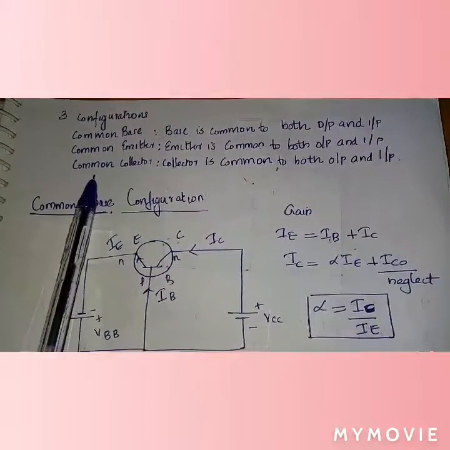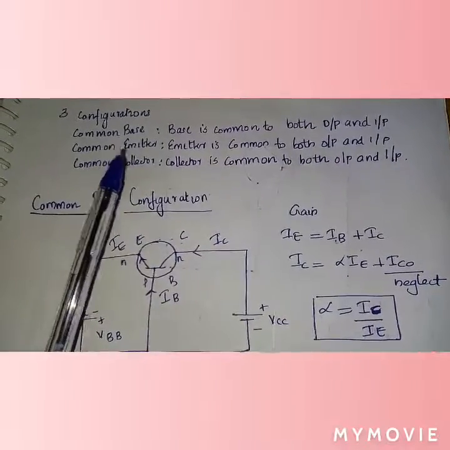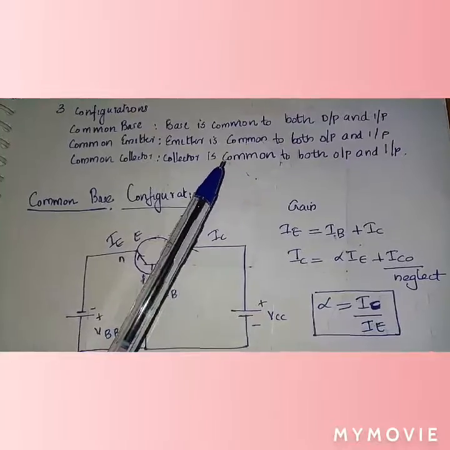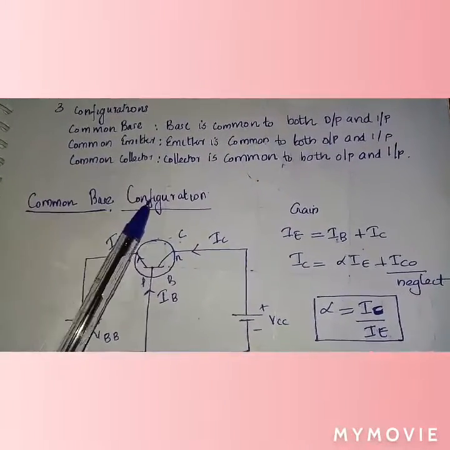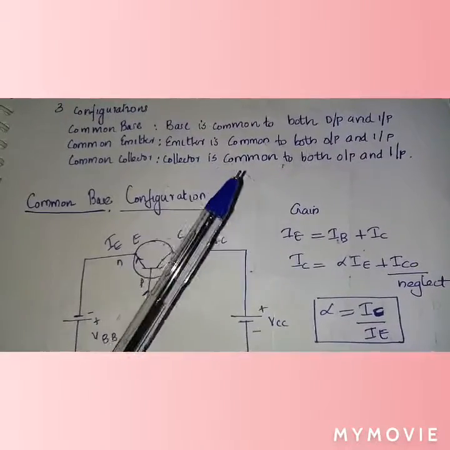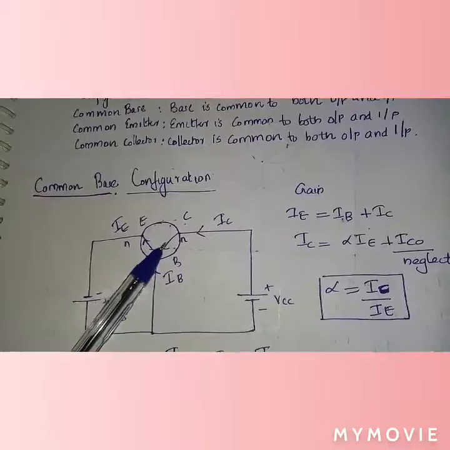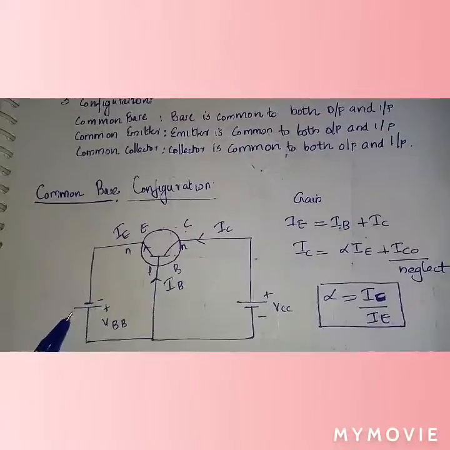We have three configurations, that is common base, common emitter, and common collector. In common base, the base is common to both output and input. In common emitter, the emitter is common to both output and input. In common collector, the collector is common to both output and input. Consider the common base configuration, in which the base is common to input and output.